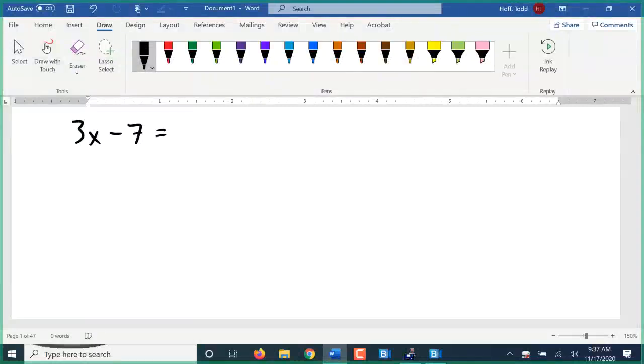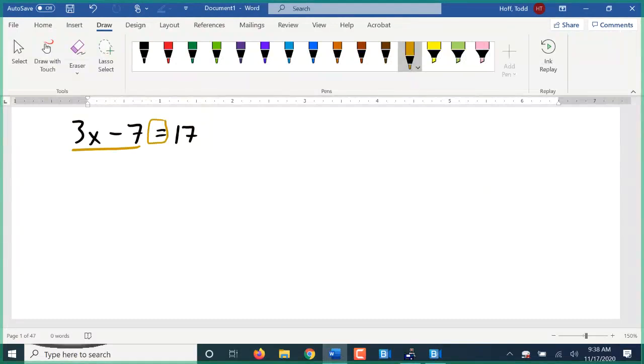We might have something like 3x minus 7 equals 17. To solve that, obviously more than one thing happened here. We find our equal sign. We identify which side the variable's on. It's over here on the left side.